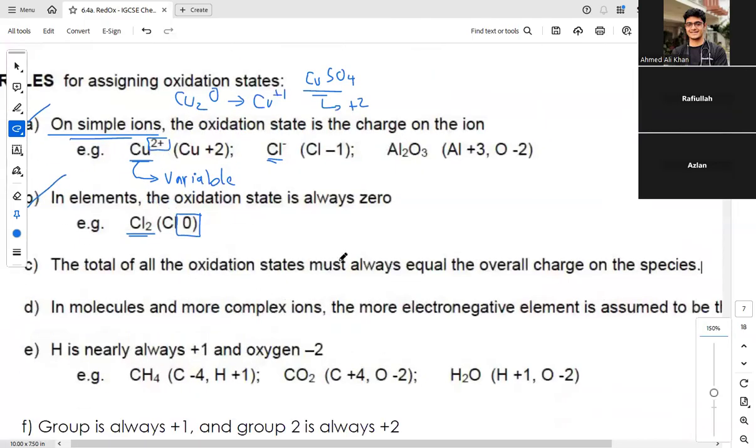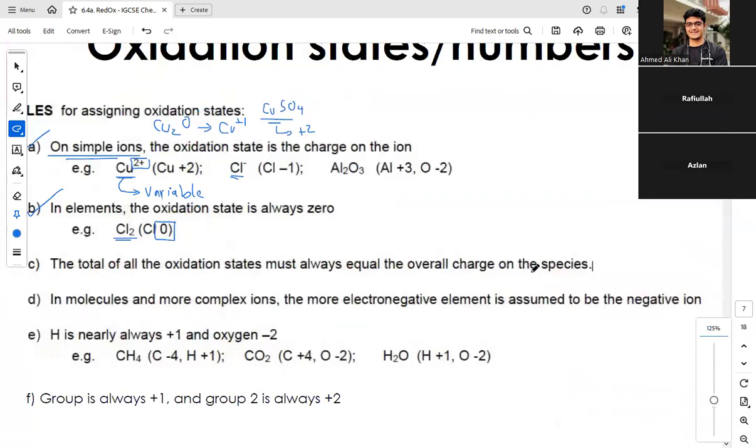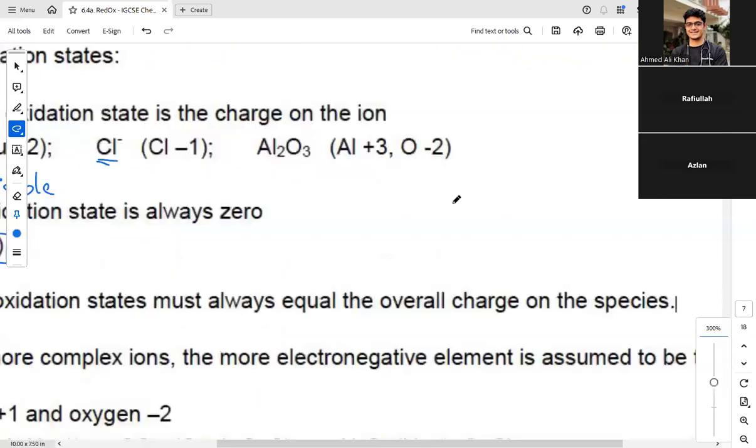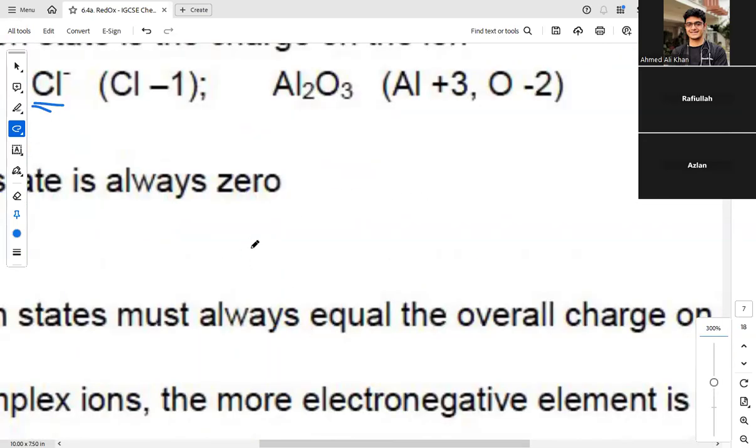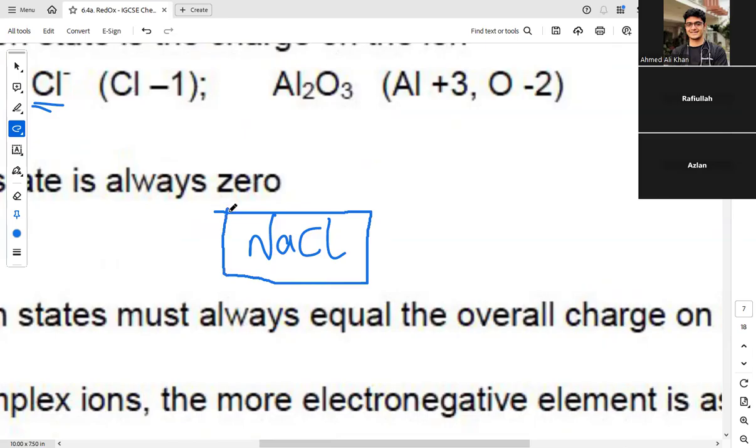The total of all oxidation states must equal the overall charge on the species, right? So, for example, let's say you have sodium chloride, right? Now, if you take sodium chloride, what is the overall charge on this compound? What is the overall charge on this ionic compound, roughly?